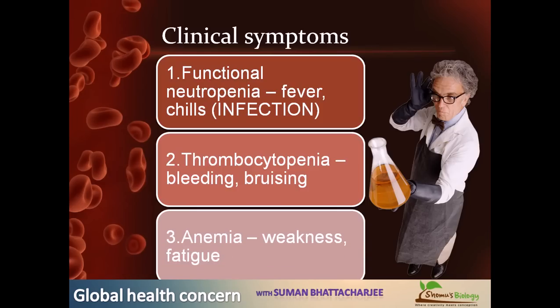Anemia is not only the reduction of red blood cells and hemoglobin in your body, it's also weakness and fatigue, because if you're having anemia, you're having fewer red blood cells and less hemoglobin in your blood. That means you have less capacity of carrying oxygen in your blood, so you will finally have fatigue and weakness and all these things associated with that, right? So all these things are the clinical symptoms for this disease.